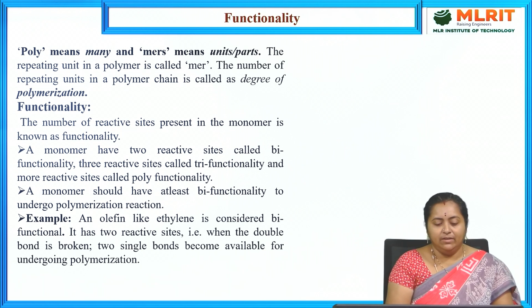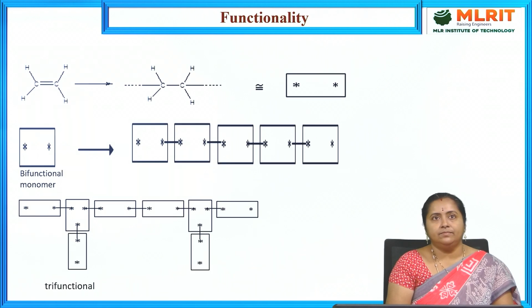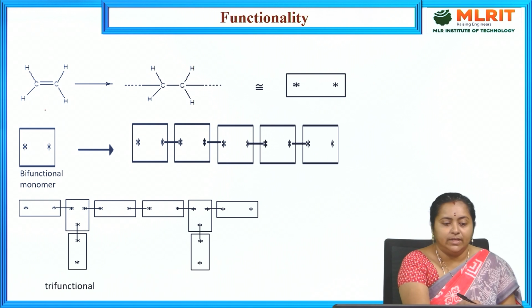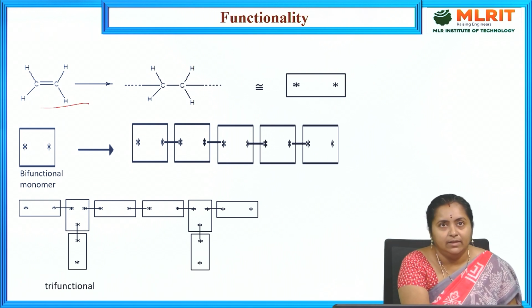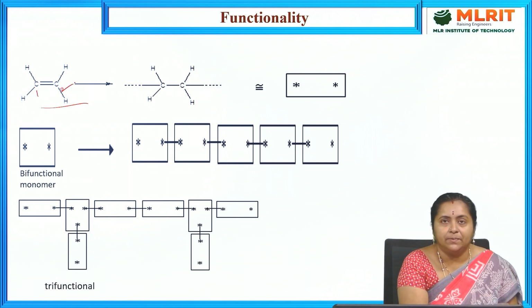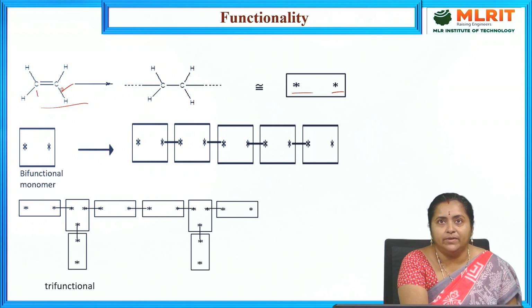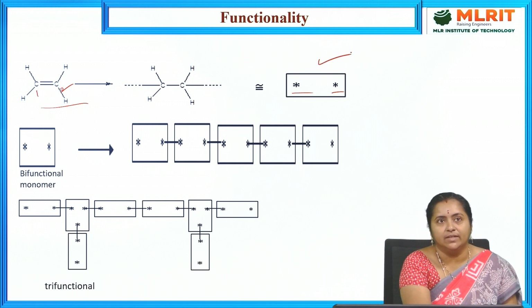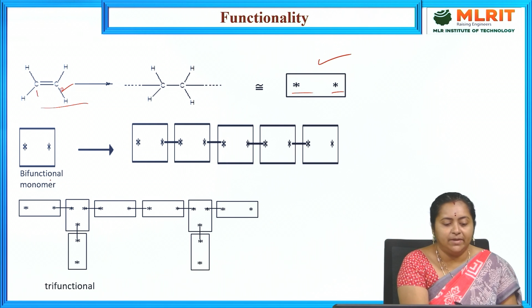The example I mentioned, an olefin like ethylene or ethene, is considered bifunctional in nature because it has 2 reactive sites or bonding sites. When the double bond breaks, 2 sigma bonds are produced on either side of the carbons during the polymerization reaction. So this is example 1, polythene or polyethene. N moles we have taken, and this is carbon 1 and this is carbon 2, represented by an asterisk, the star mark. How many bonding sites are there in this compound? 2 bonding sites. So this is bifunctional in nature, and I have mentioned it here as a bifunctional monomer.